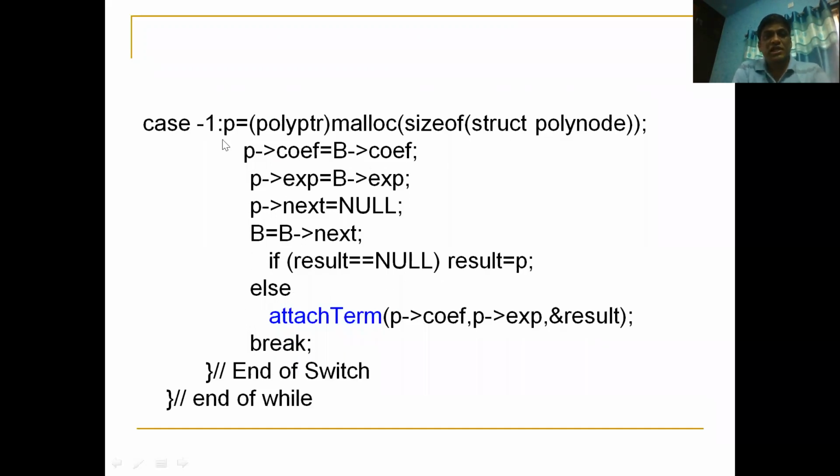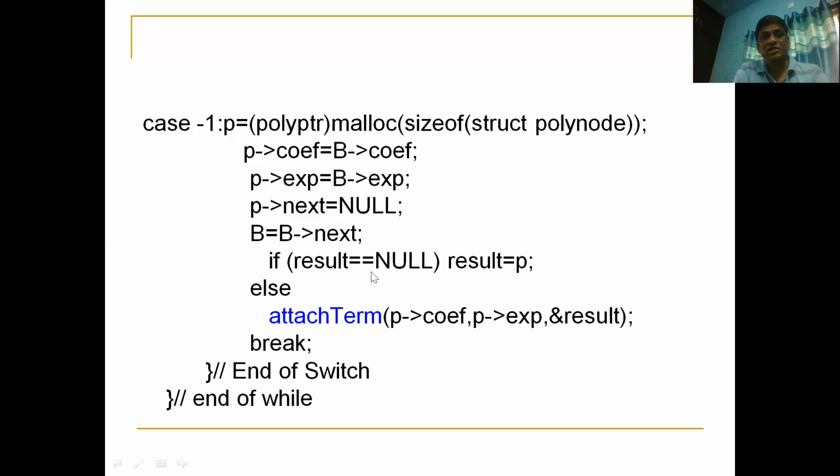And the third case is case -1. Case -1 means the exponent of A is less than exponent of B. Therefore, we need to add the information of P into the node P. So P coefficient is equal to B coefficient, P exponent is equal to B exponent, P next is equal to null. And move the pointer in B forward. So whatever information you take from the polynomial, you simply move the pointer forward at that position.